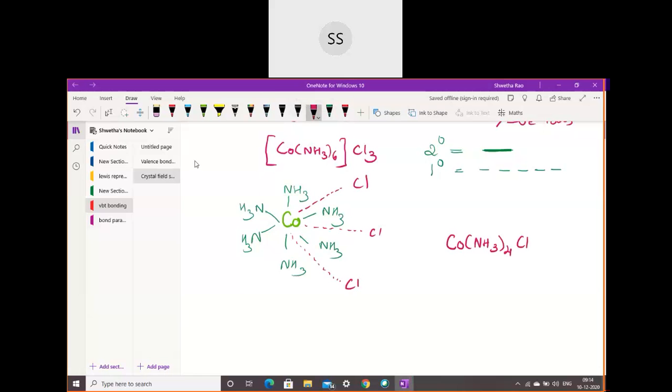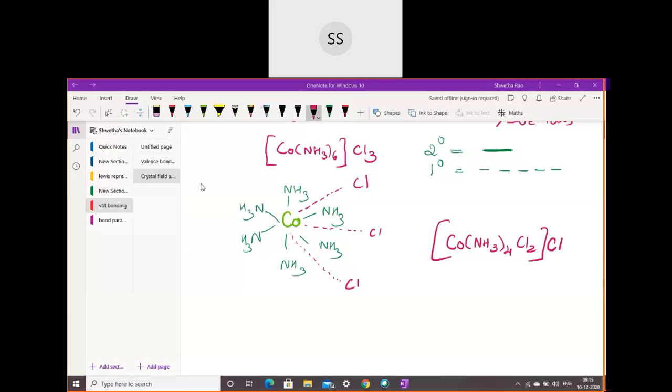Now I'll take one more example. You have to tell me what is a primary and what is a secondary valency. See here, Co(NH3)4Cl2 Cl. Now tell me what the primary and the secondary valencies are. I want everyone to answer.